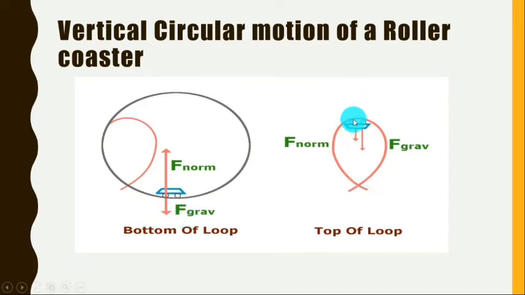The second case, when the car is at the top of the loop. In this case, both forces are directed downward. Why? Because normal force is from here toward down, right? Force of gravity is always toward down. So the centripetal force here equals normal force plus force of gravity. This is the second case, and it is very important.